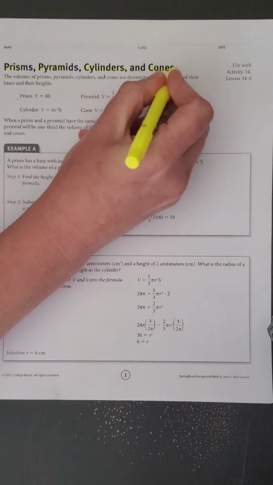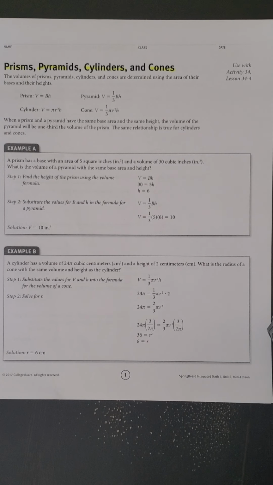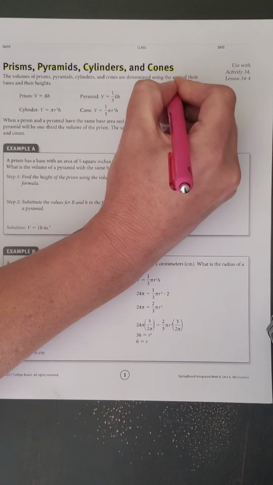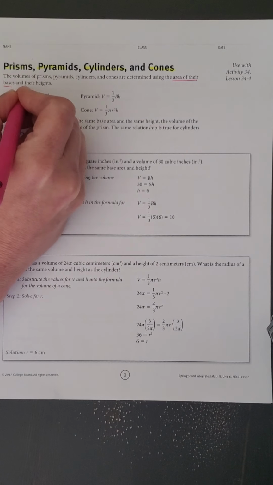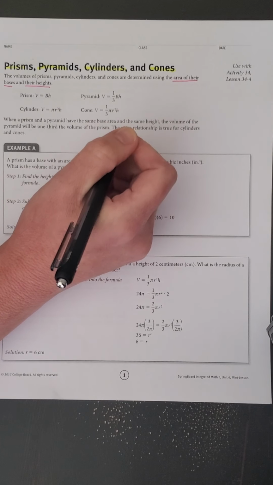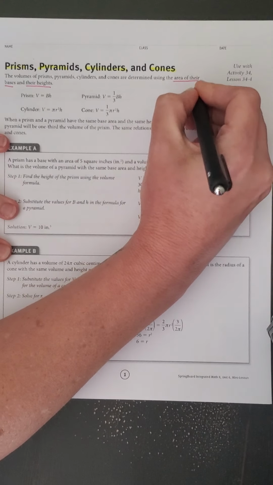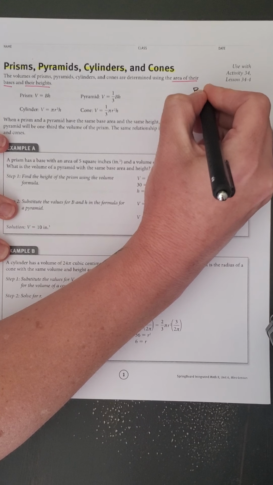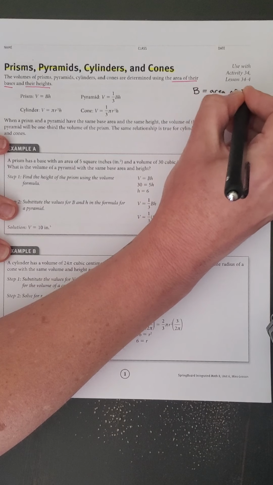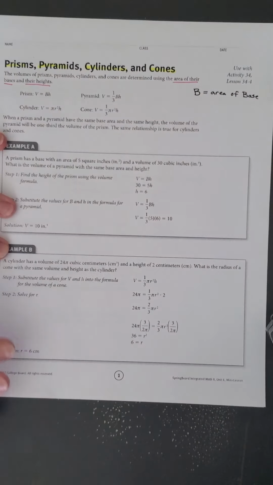pyramids, cylinders, and cones. So it says the volumes of prisms, pyramids, cylinders, and cones are determined using the area of their bases and the heights. So the area of their bases and their heights, what they'll often do is they'll use the capital letter B to represent the area of the base. So you can see these formulas written in a couple different ways.